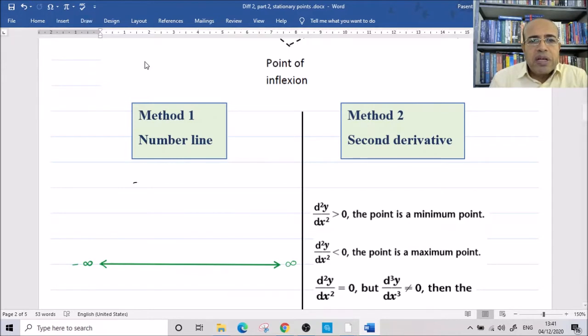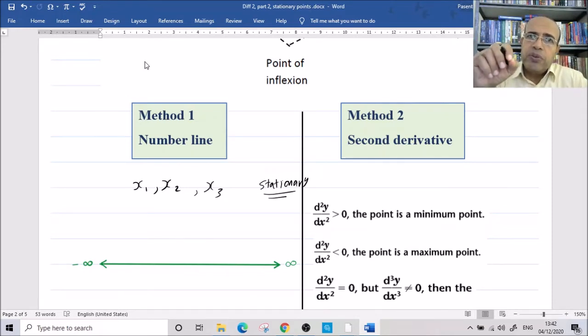Let the stationary points be x1, x2 or x3. Stationary points are points at which dy by dx equals 0. So we find dy by dx and equate it to 0 to get the stationary points. By using the number line, we put the numbers in order بالترتيب on the number line. For example, let this be the smallest value, x1, and then after this comes x2, and then x3.